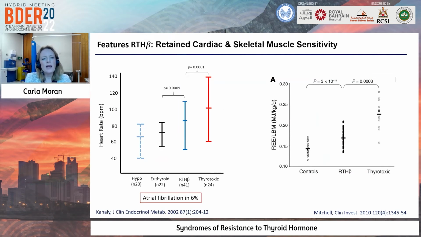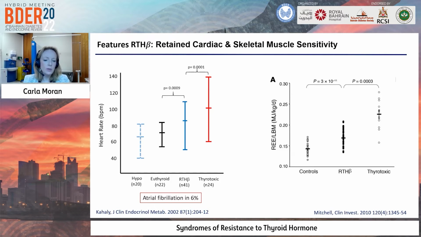So one might expect that they have increased thyroid hormone exposure to those tissues which express the alpha form of the thyroid hormone receptor. And that is indeed what we see. So the heart rate in patients with RTH beta is elevated compared to euthyroid individuals, but not quite as high as what we see with thyrotoxicosis.